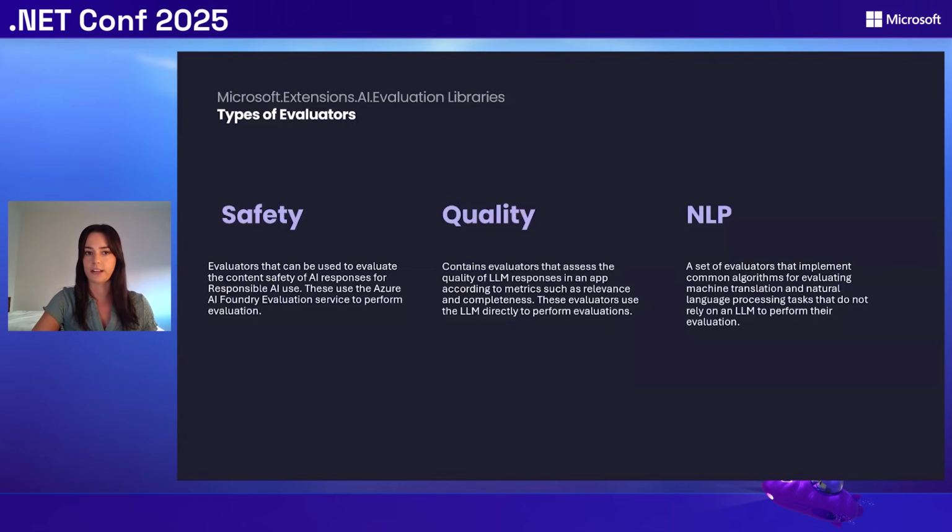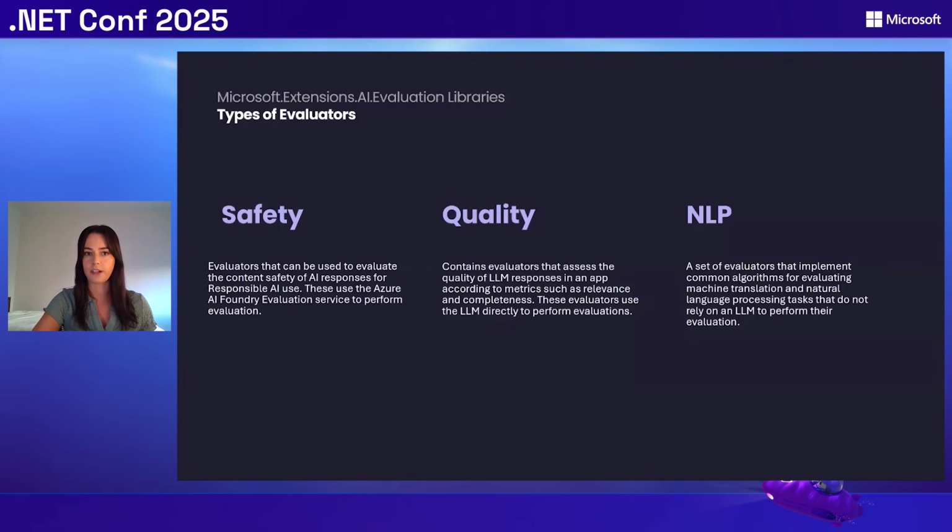Finally, for classic natural language processing tasks, we also have some evaluators for translation and text similarity. These are using metrics like BLEU, GLEU, and F1. And these won't rely on an LLM, which makes them pretty lightweight and just perfect for traditional NLP scenarios.